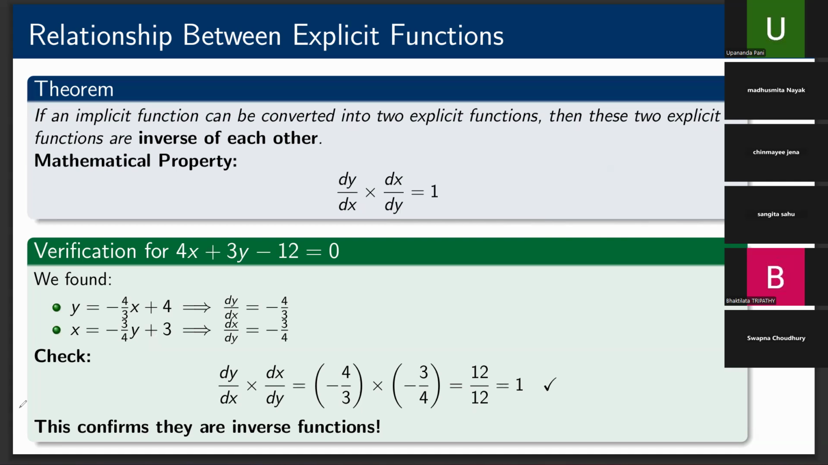Similarly, from the given function 4x plus 3y minus 12, we find x as a function of y, that is x equal to minus 3 by 4y plus 3. The derivative will be minus 3 by 4. Now cross multiply it. The answer is 1. So the theorem is proved. Nothing to worry.